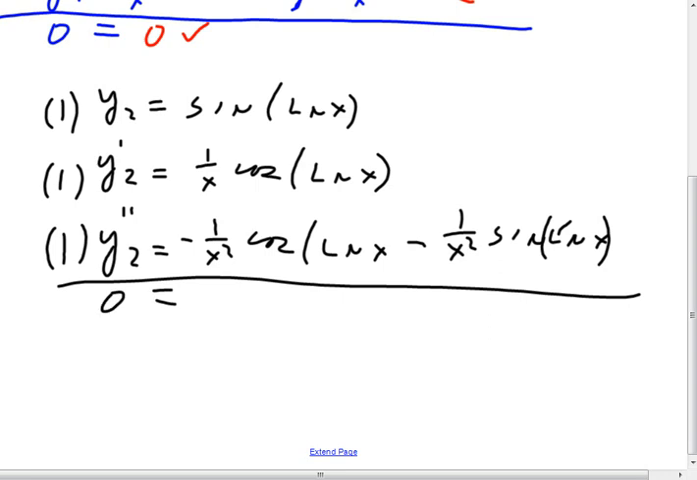Okay, so I've got a sine guy and I got a minus sine guy. They go away. I got a cosine guy, I got a minus cosine guy. They go away. The only thing I'm missing is a set of brackets. So that's fine. So 0 is equal to 0. It checks. So both of those are in fact solutions.